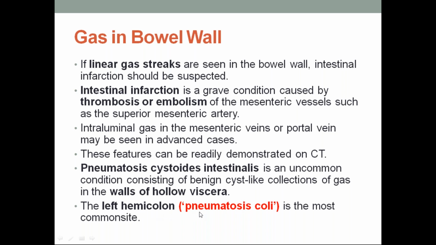The left hemicolon is the most common site for bowel wall gas. This condition is known as pneumatosis coli. Pneumo means air or gas, present in the colon. That's why it's called pneumatosis coli. The most common site is the left hemicolon.